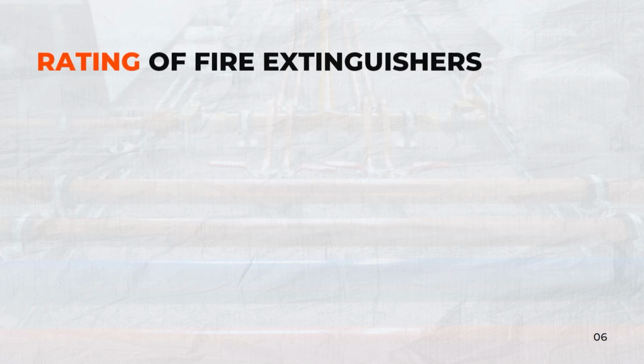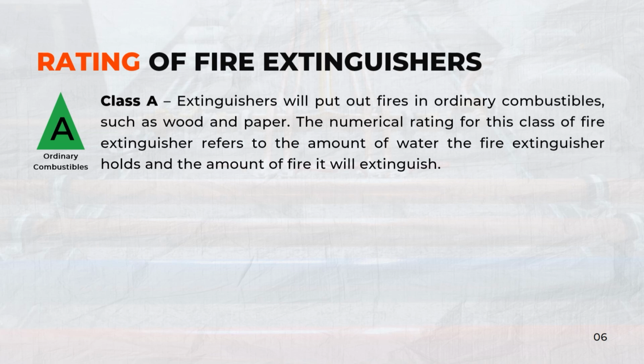Rating of fire extinguishers. Class A extinguishers will put out fires in ordinary combustibles such as wood and paper. The numerical rating for this class of fire extinguisher refers to the amount of water the fire extinguisher holds and the amount of fire it will extinguish.